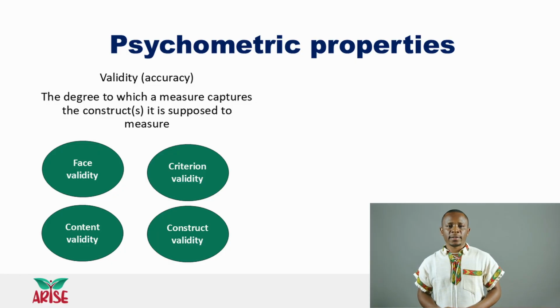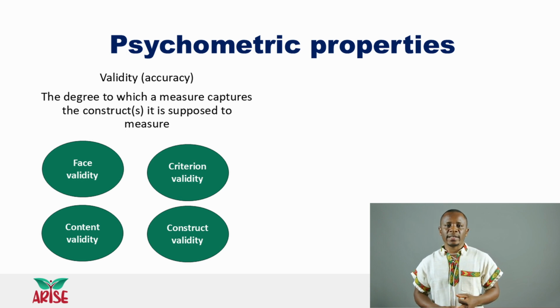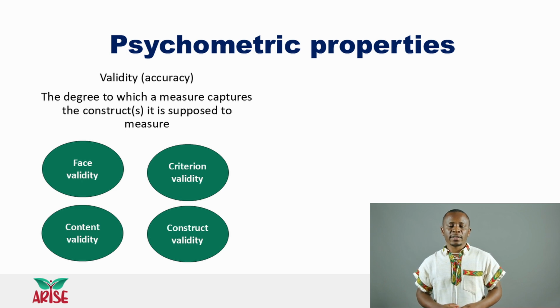Psychometric properties refer to the characteristics of a measure, such as its reliability and validity. Before you include a measure in a study, you want to make sure it has good psychometric properties. Validity refers to the extent to which a measure captures what it is intended to measure. There are different types of validity, such as face validity, content validity, criterion-related validity, and construct validity. Each of these addresses specific aspects of the measure's validity.